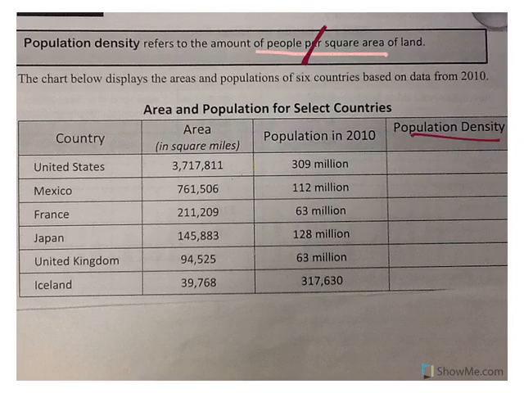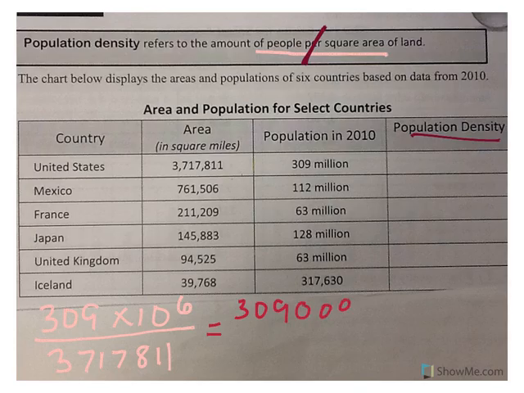So we need the amount of people. Well, you can see, hopefully pretty clearly, that there are 309 million people in the U.S. So I will take those 309 million. Million means times 10 to the 6th. And we're going to divide it by my area, which is 3,717,811. That might not work out so well, so I'm going to go ahead and expand my top number. 6 zeros, 1, 2, 3, 4, 5, 6. And divide it by 3,717,811. When I divide that, I get a nice and easy 83.11.